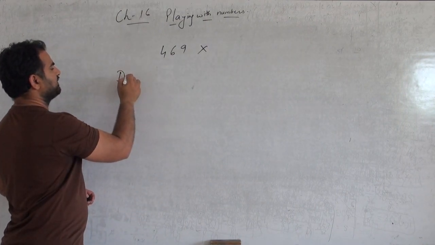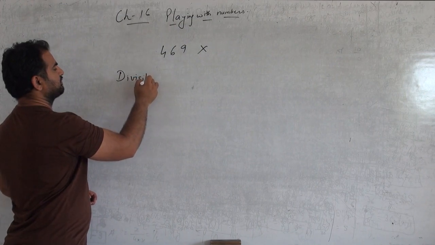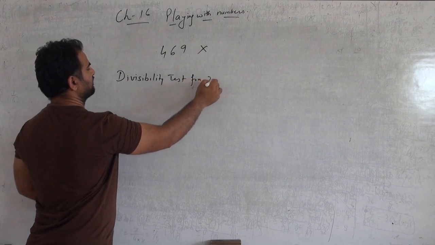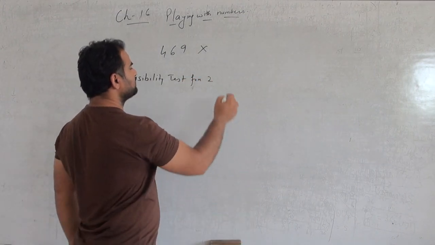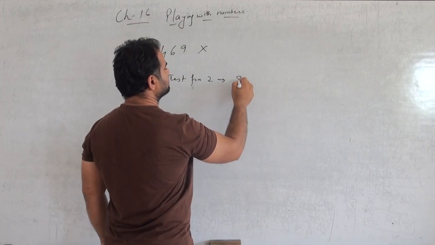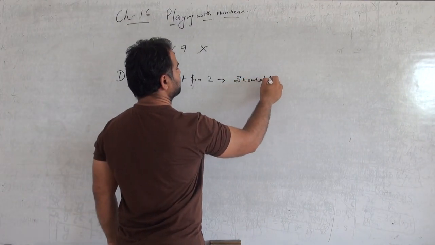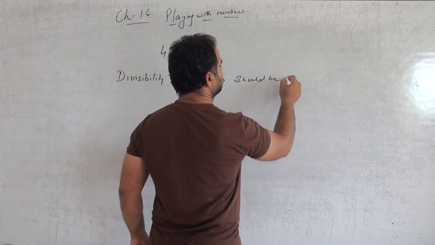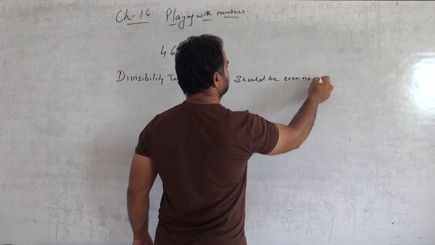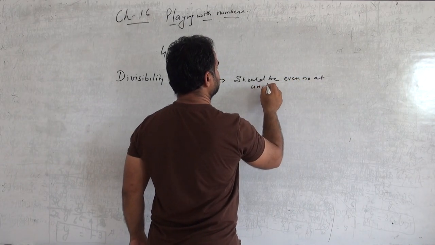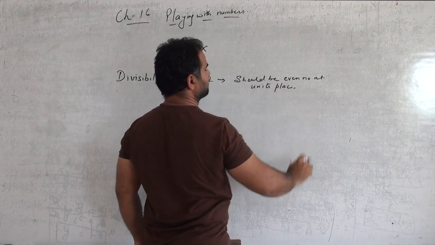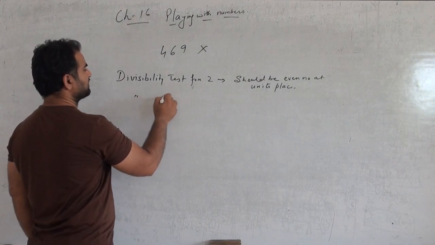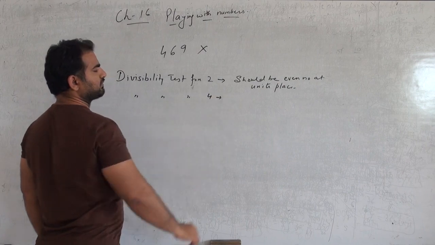Question number first is divisibility for 2. So what we should have is an even number at units place. Okay, done.